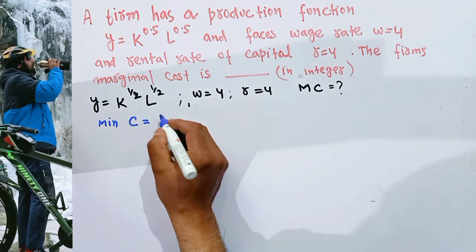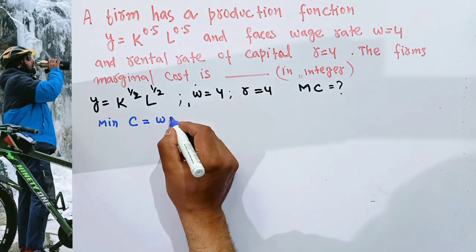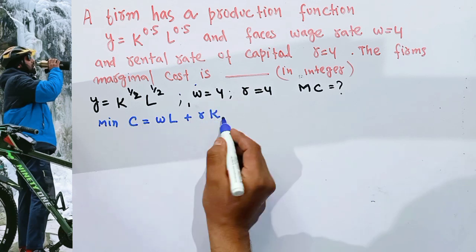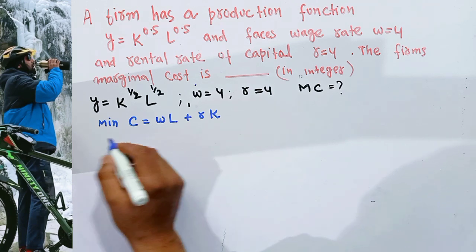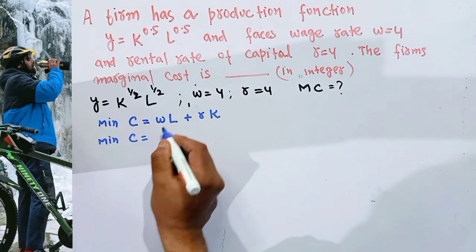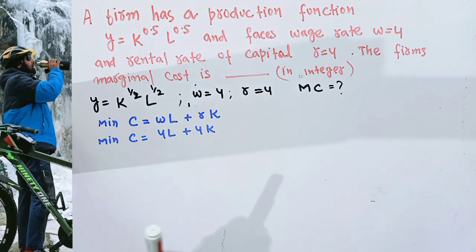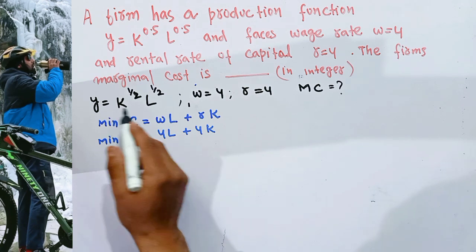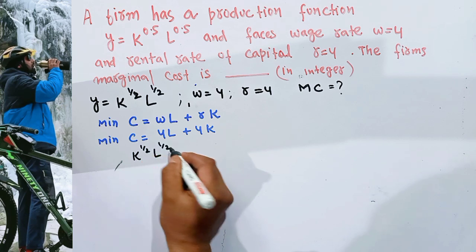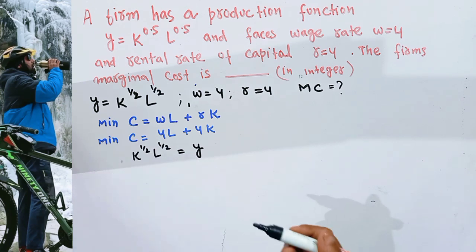What is cost? Simply price of labor, which is denoted by wage rate, times units of labor plus price of capital times units of capital. So we want to minimize C is equal to 4L plus 4K. We want to minimize this cost subject to the production constraint. What is our production constraint? That is K to the power 1/2, L to the power 1/2 should be equal to Y. So this is the cost minimization problem.